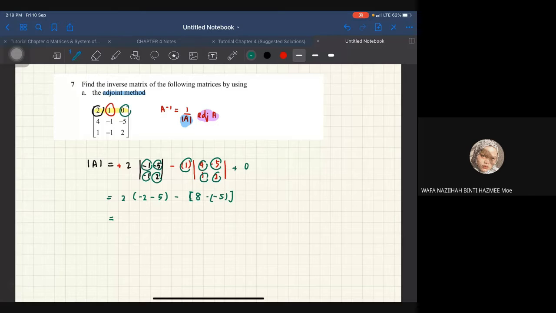Negative 27. Okay, good. Alright, so kita dah dapat determinant kita adalah negative 27. Okay, so sekarang kita akan cari kita punya adjoint matrix. Okay, so adjoint matrix, kita nak cari dia tadi, cara dia adalah kita kena cari dulu cofactor. Find the cofactor of the matrix first and then we transpose it.